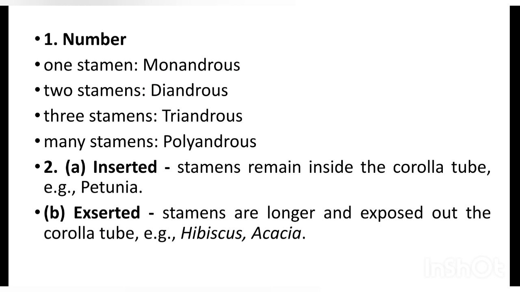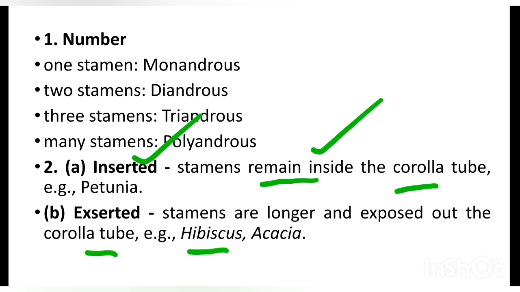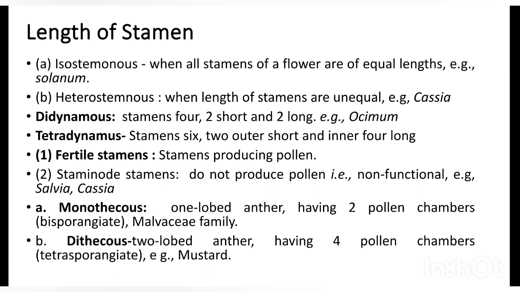Then, when stamens remain inside the corolla tube, it is called inserted. Sometimes stamens are longer and exposed out of the corolla tube, as in hibiscus and acacia, called exserted. Then the length of the stamens: sometimes all the stamens are of the same length, called isostemonous. Sometimes the lengths of stamens are unequal, called heterostemonous.